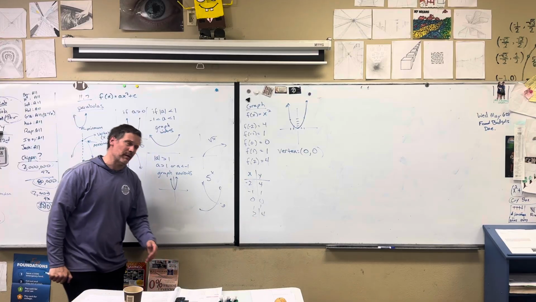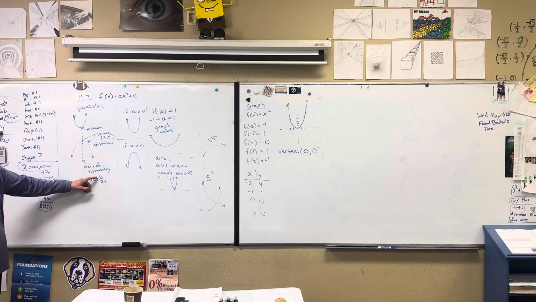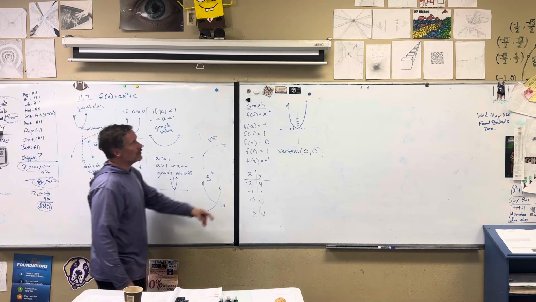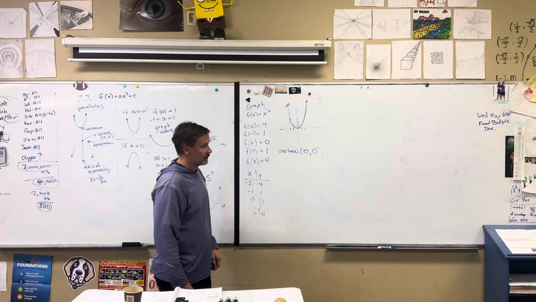Now you don't actually have to worry about the vertex equation. You could take negative b, which is 0, over 2 times 1. So it'd be 0 over 2, which would be 0. But you can just visually look at it and say it comes down and it bounces back up. Okay, so the vertex is 0, 0.